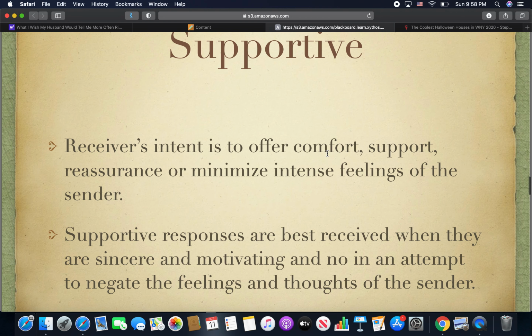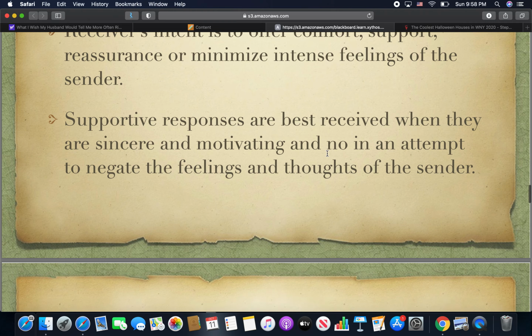For the supportive one, though, it's best received when it's authentic and genuine, when you genuinely care about the person and want to be there for them and be supportive. That's when it's going to be received well. If you're doing that fake support, like, "I'm here if you need me, just give me a call," but you really don't want them to call you, then it's not going to be received as well.